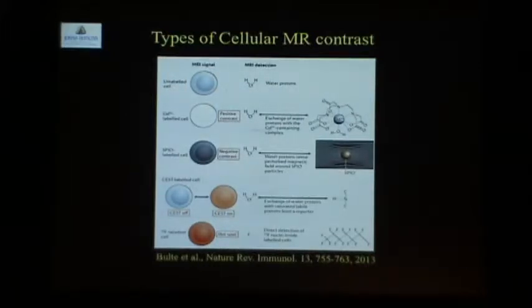When we talk about contrast or tracers, I think we now have with MPI perhaps multiple colors, which to me is very appealing, when we can possibly look at different cell populations or biological processes at the same time. MRI is very versatile. There have been many techniques to create contrast with MRI, and they're shown here.